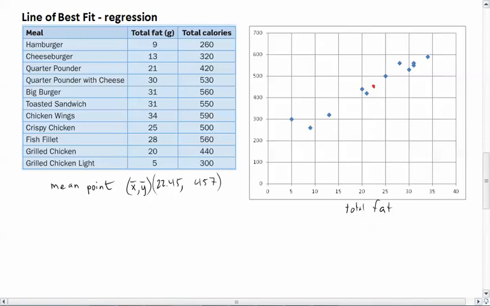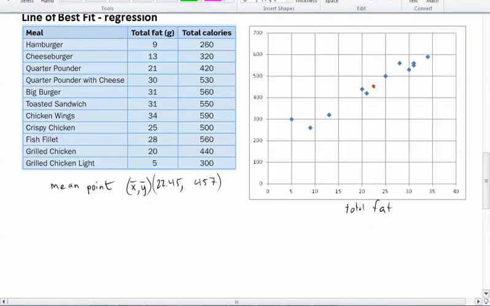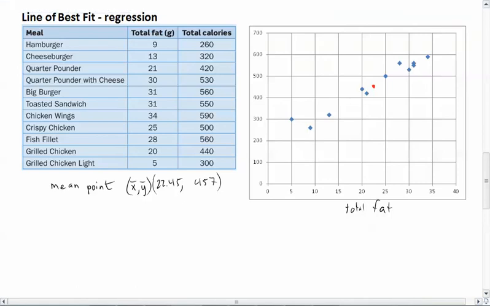Okay, now I'm going to draw my line of best fit. And so we're going to draw a line. Now when we draw our line, we're going to try to fit the data as best as we can. You can change the slope as needed, but your line of best fit should go through your mean point. Alright, so I'm going to see if I can get it where I want it.